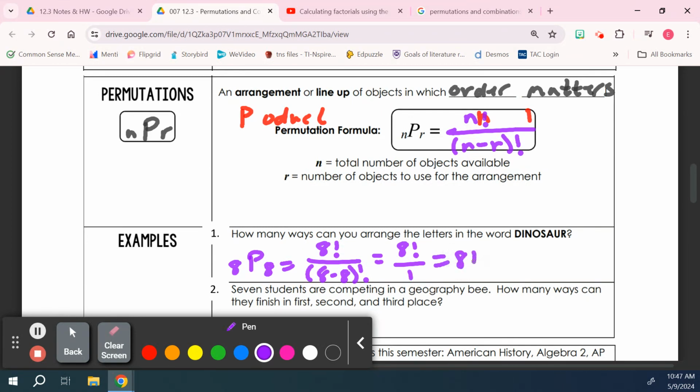So I just need, what is 8 factorial here? Who can tell me? How many different ways can it be arranged? Say it. Very good. 40,320. Nice.